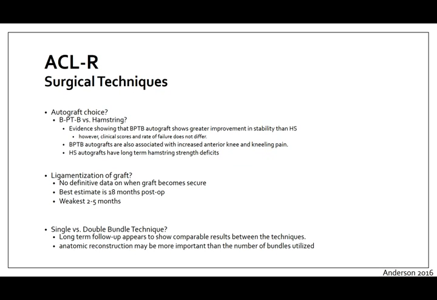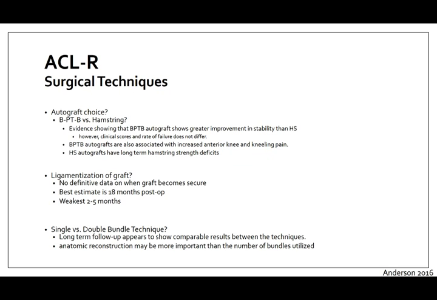Ligamentization of the graft. This is how soon does your graft turn into a ligament, right? Because we know it's not a ligament; it's either a tendon or some other sort of structure. Does it turn into a ligament? There's no definitive data on when the graft becomes secure. The best estimate is between 18 and 24 months. It's at its weakest point about 2 to 5 months out. So if you're doing therapeutic exercise with someone and you're trying to work on cutting and running and jumping activities, that might be too much for them at this time if they have poor knee stability.